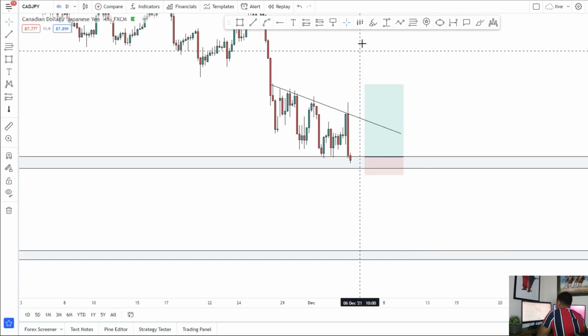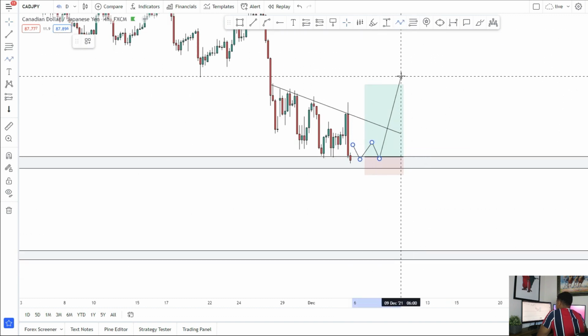So if we do respect this as support, and yes, you can look for longs here.